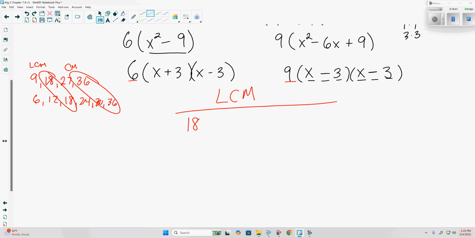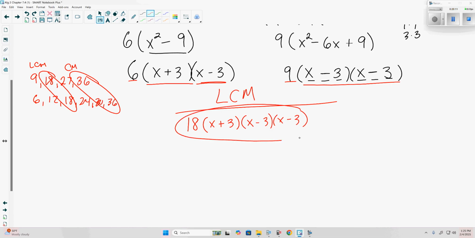Now, let's look at our parentheses. We can start with x plus 3. The one on the left has one of them. The one on the right doesn't have any, so we need at least 1. The one on the left has 1 x minus 3. The one on the right has 2, so we'll need it twice. So 18 times x plus 3 times x minus 3 times x minus 3 is the least common multiple.